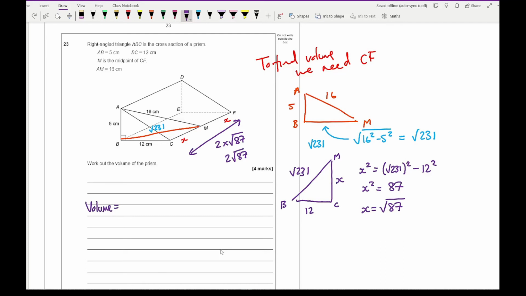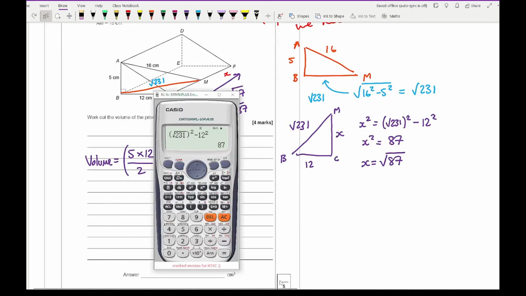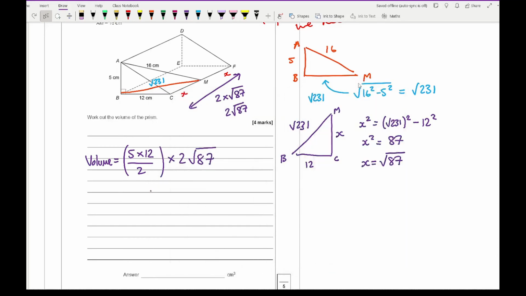Well, the volume is the area of the triangle, which is 5 times 12 over 2, multiplied by the length, which is 2 root 87. So then if I type that all into my calculator, and let's just type it in as it is, so bracket fractions, we've got 5 times 12 divided by 2, and then multiplied by 2 root 87 equals, and it gives me 60 root 87.